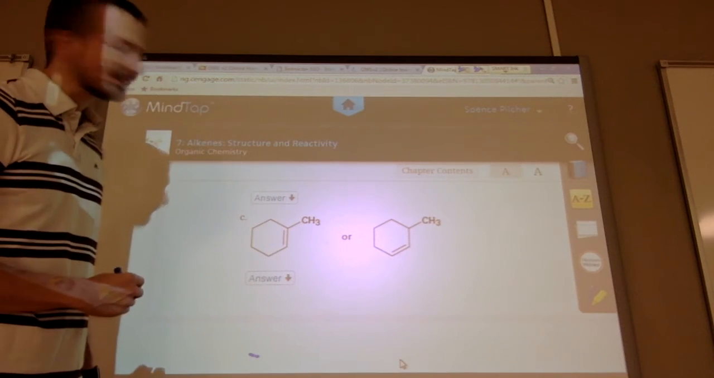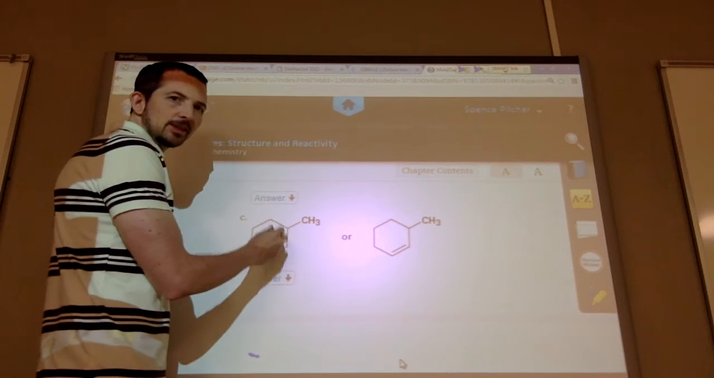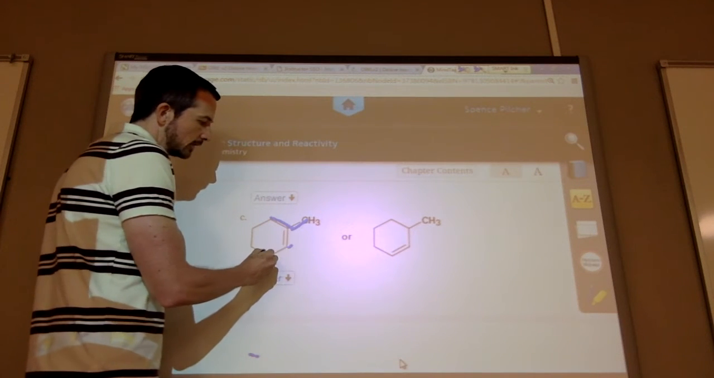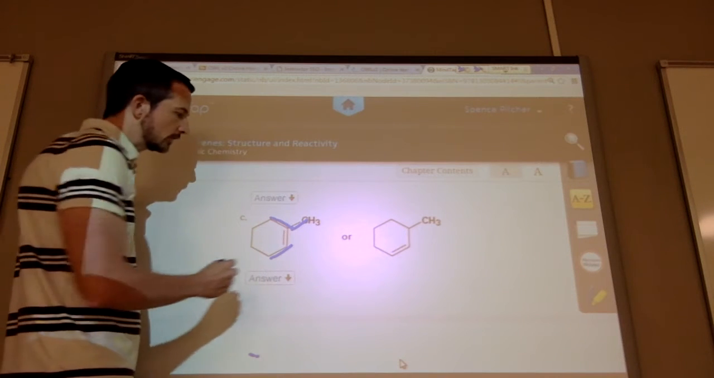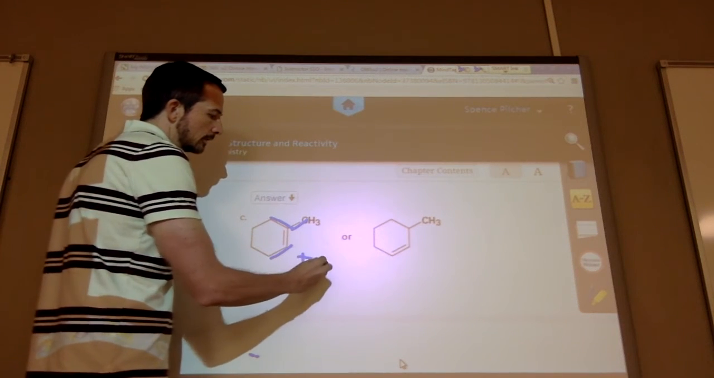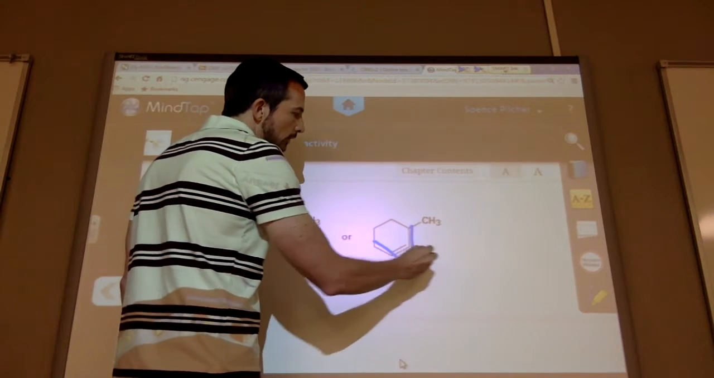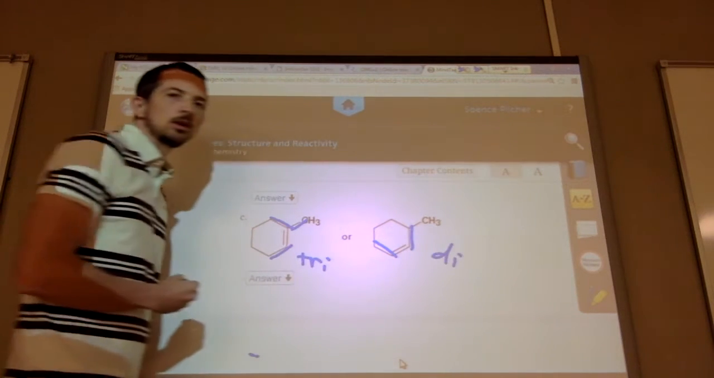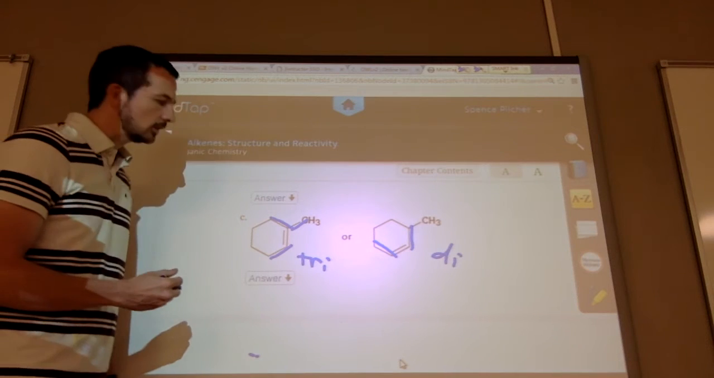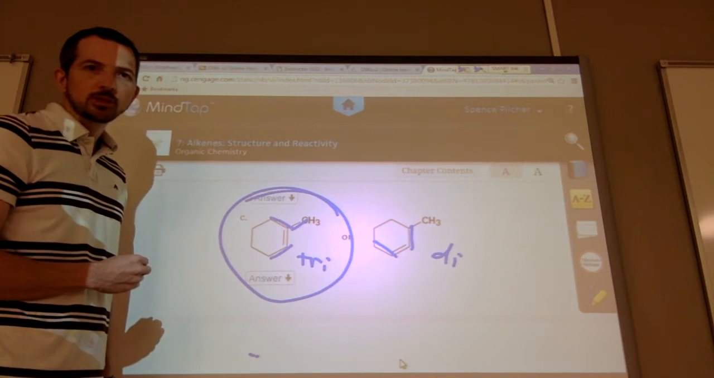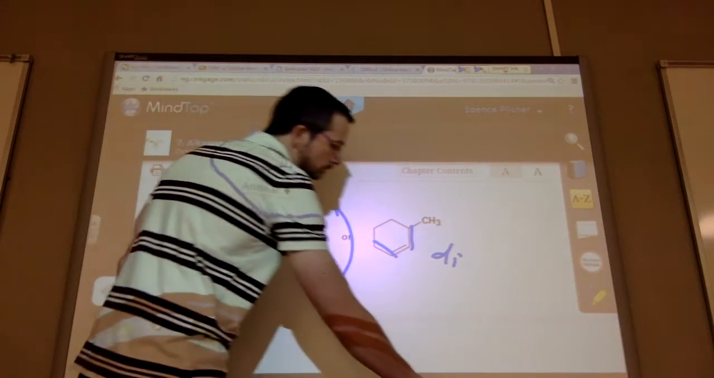So this last one, C, and I'm looking at my C double bond C. So here I have one carbon, two carbons, three carbons. So that's tri-substituted. Here the C double bond C, I have one carbon, two carbons. So that's just di-substituted. So tri-substituted, more substituted, more stable.